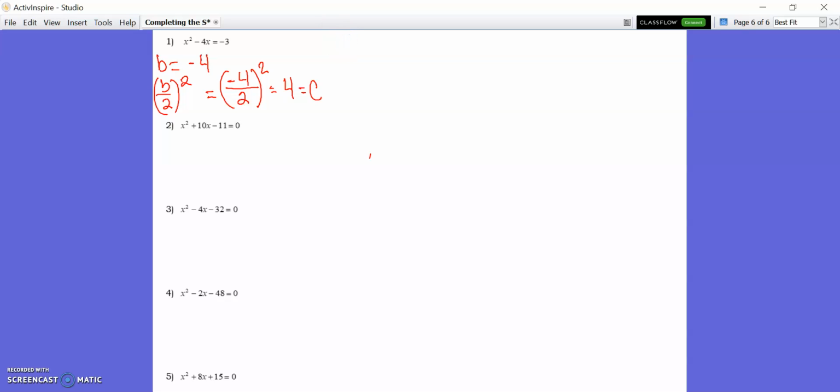I've got x squared minus 4x, and then I'm going to add my c in here. Rewrite the rest of my equation, and I'm also going to add my c in here. Remember, whatever we do on the left side, we must also do to the right side.